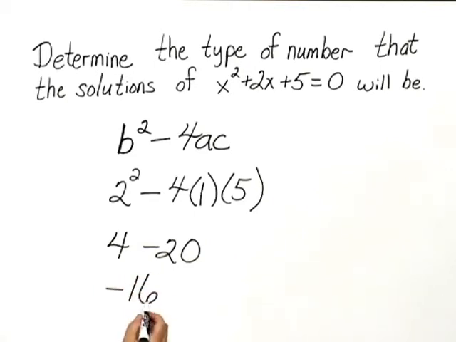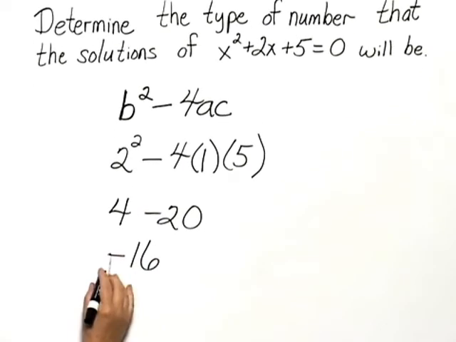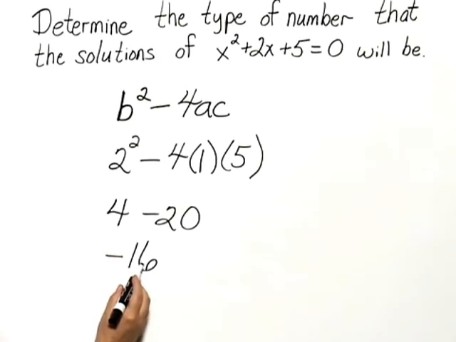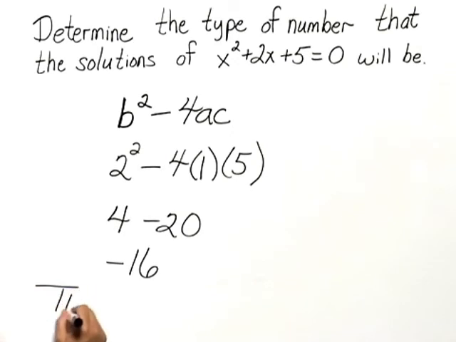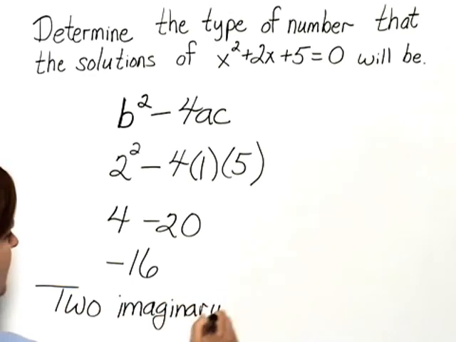Now all we have to do is tell what the type of number is by looking at this number here. Since we have negative 16, we're going to be looking at the square root of a negative number, which will give us imaginary solutions. So we can say that we will have 2 imaginary solutions.